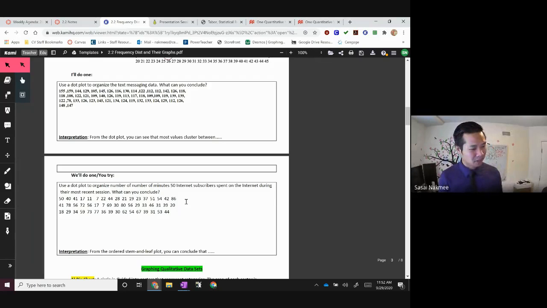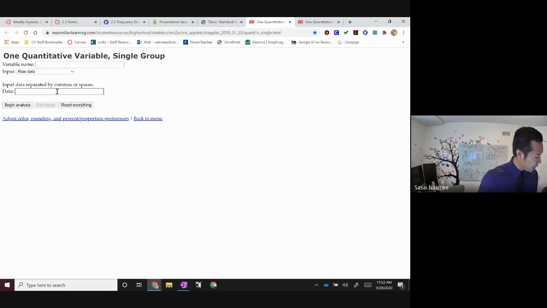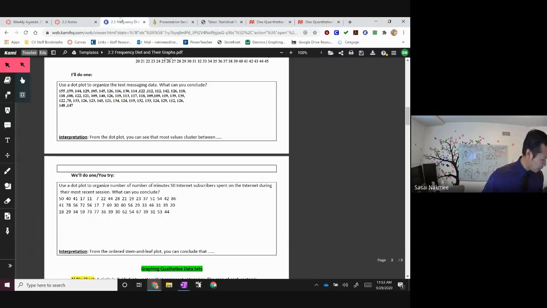You can paste it onto your notes. I'm too excited at the fact that you can do this, but either way, you can paste it into your notes, right? And that's what I want you guys to try. So can you guys try that? Go to the site, paste the numbers in here, and hit begin analysis, and get your dot plot just to try it out. I'm going to try it with you.